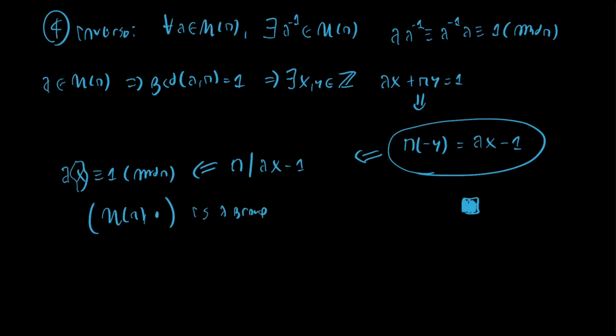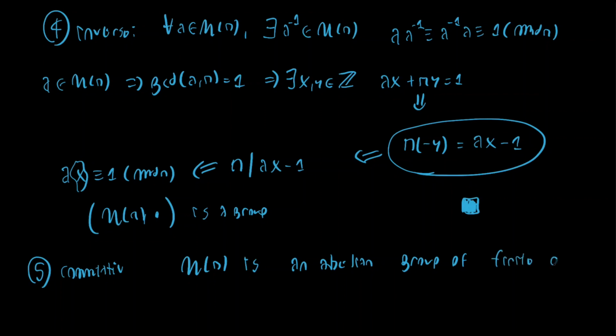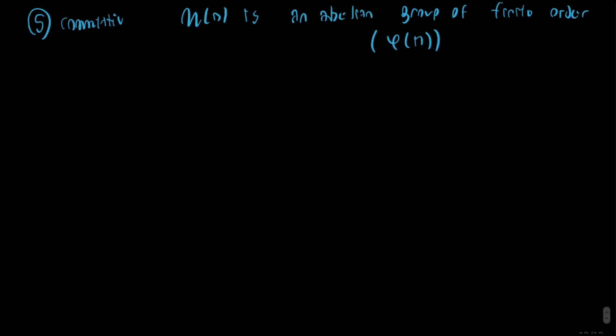And is it only a group? No, actually it also is a commutative group. So U(n) is an abelian group of finite order. And of what order? Of order phi(n), where phi is the Euler totient function. So with this we have concluded our proof.